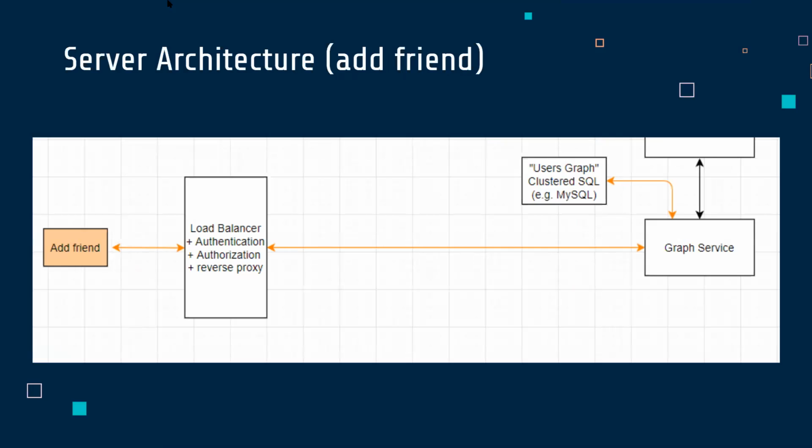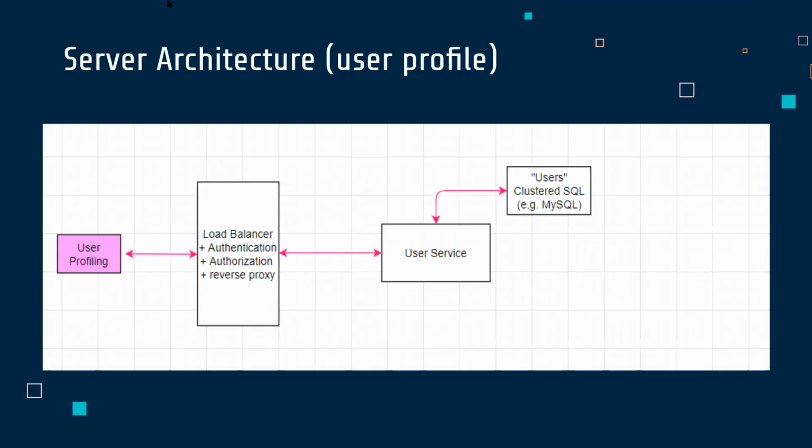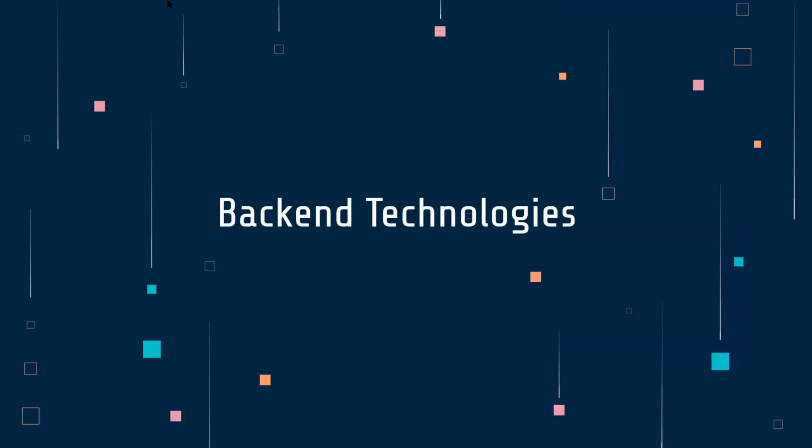For the other basic functionalities, such as adding friends, you can talk directly to the graph service. And the next slide. If you want to do any user profiling or change any user data, you can talk to the user service. And now Ahmed Sharaf is going to talk about the specific technologies that we plan to use for our backend.